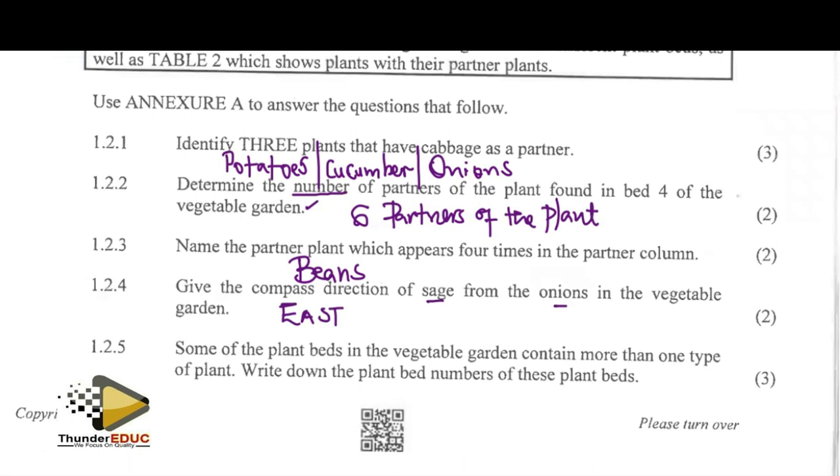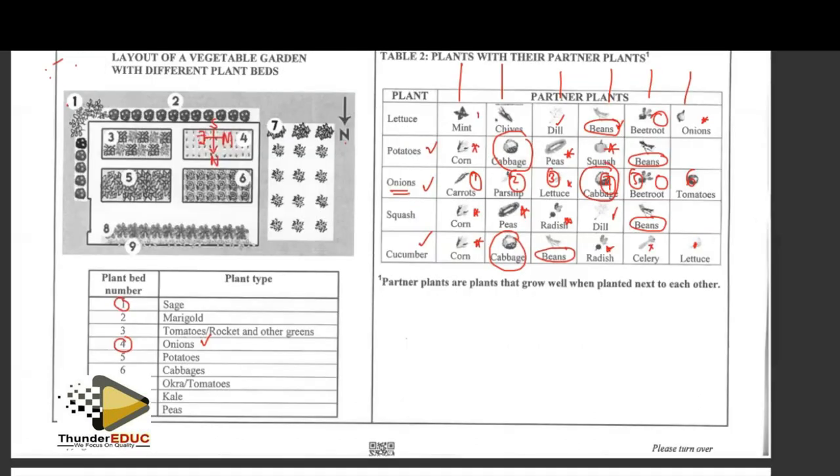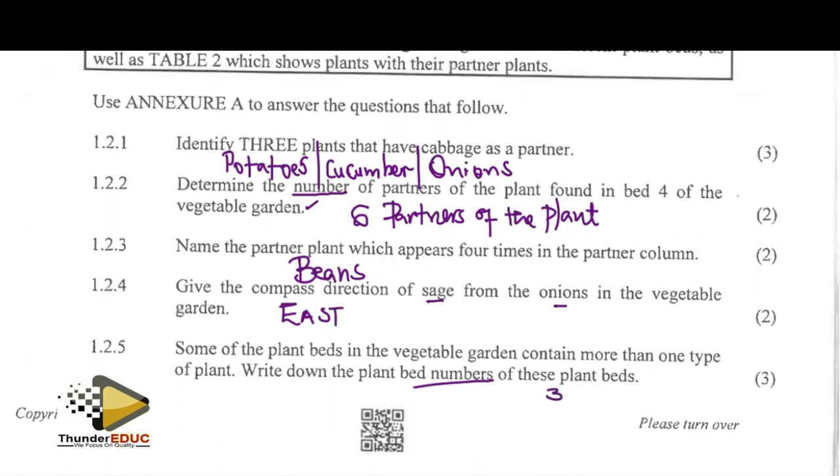1.2.5. Some of the plant beds in the vegetable garden contain more than one type of plant. Write down the bed number of these plants. Let's see. Bed numbers. When you come here, we have three. Three has tomatoes, rockets, and other greens. Then seven has okra and tomatoes. No any other. So we say bed three and seven.